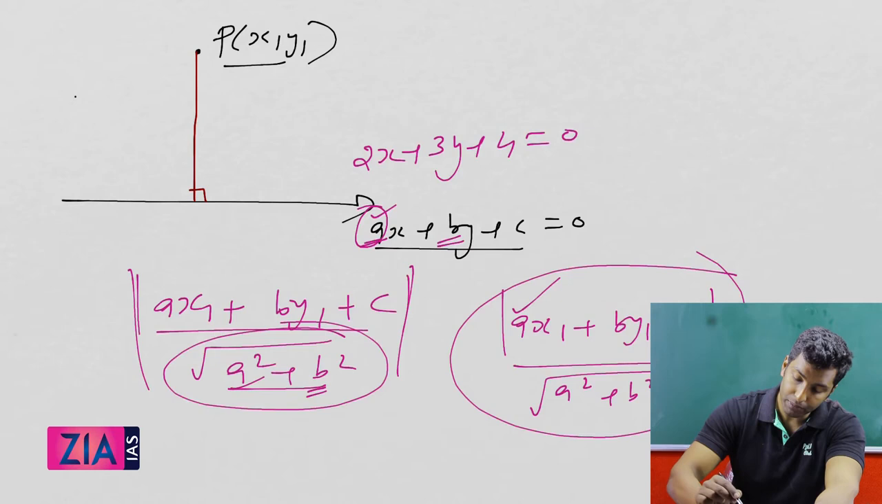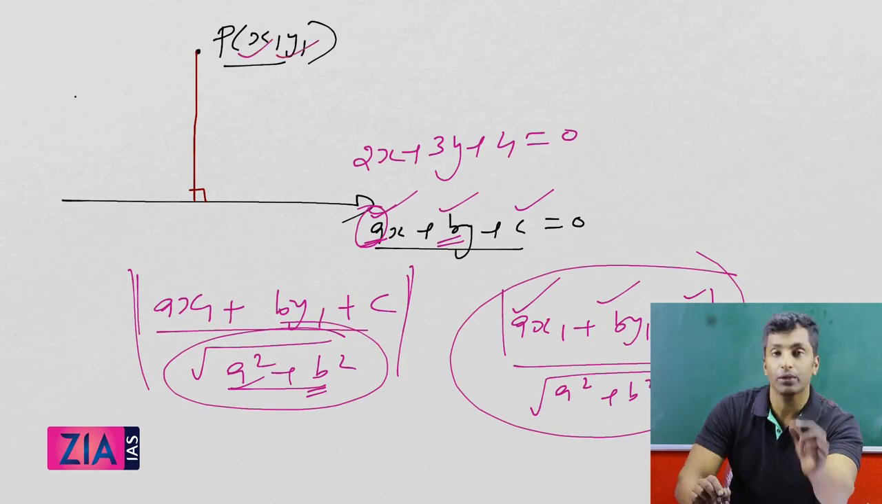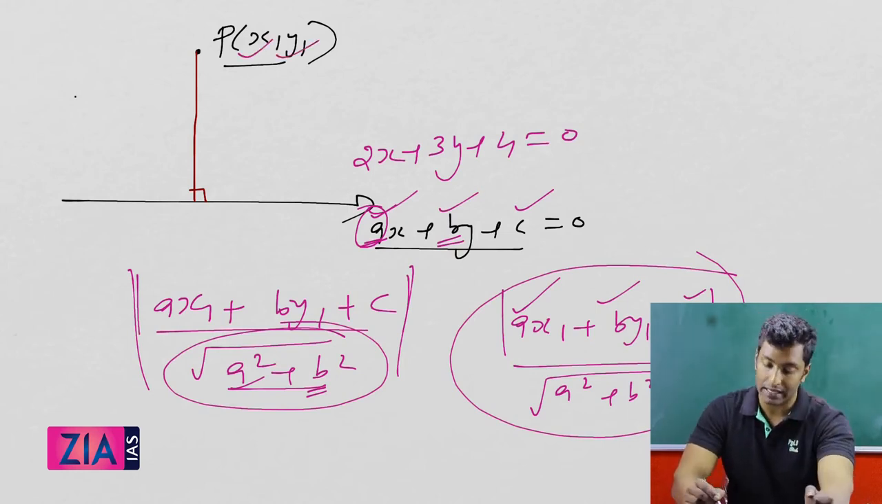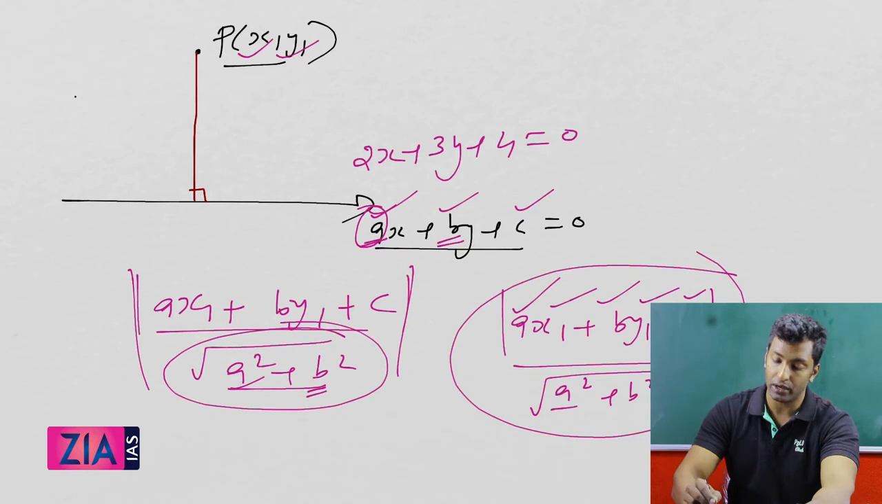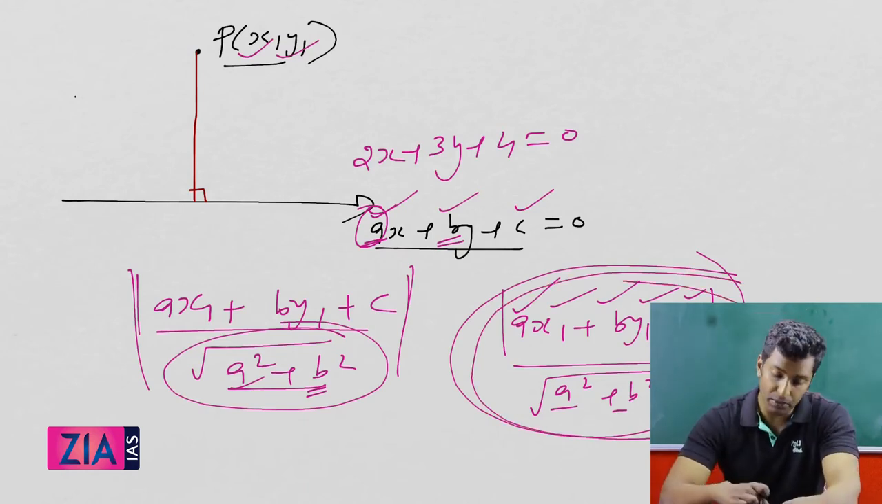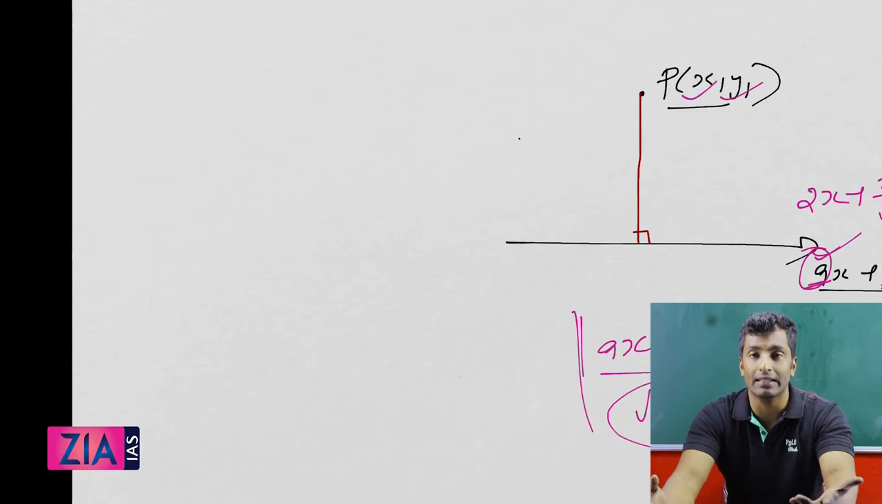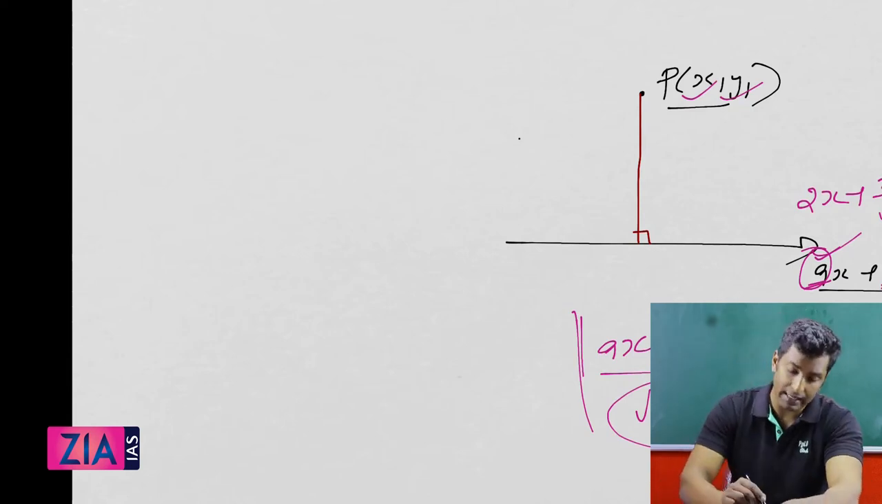So a is given to you, b is given to you, so put that b here. C is given to you, put that c here. x1 and y1 is given to you, that is the coordinates of the point which is given. So x1 and y1 are known, then a and b are known. So you can find the distance by using this formula. Okay, so now what will be the question? See, if I give you a very simple understanding, the question can be in many ways, right? One of the questions which can be asked is like this.